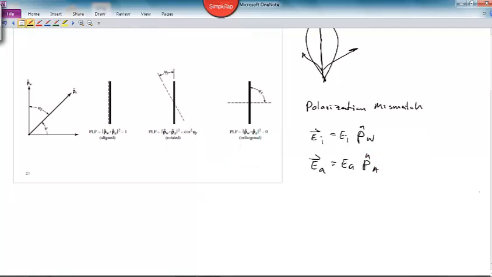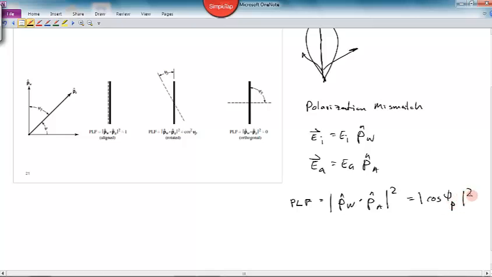And I can calculate the loss due to polarization simply by calculating what's called the polarization loss factor. That is going to be the unit vector of the wave radiating towards the antenna, dotted with the unit vector for the antenna itself, and then I square all that. So I take the dot product. In the case of linearly polarized antennas, I can make this calculation a little bit simpler, and I just take the cosine of gamma sub p, and I square that.